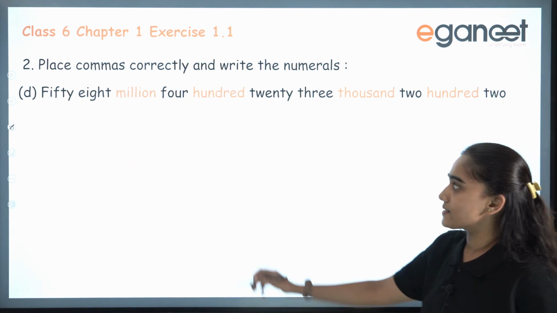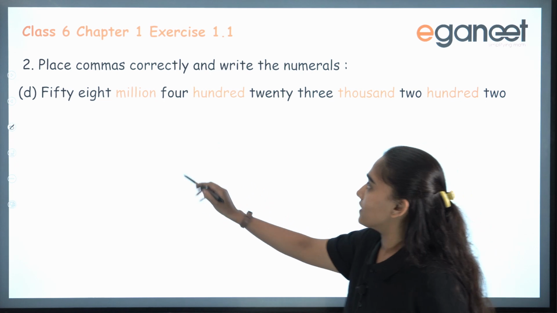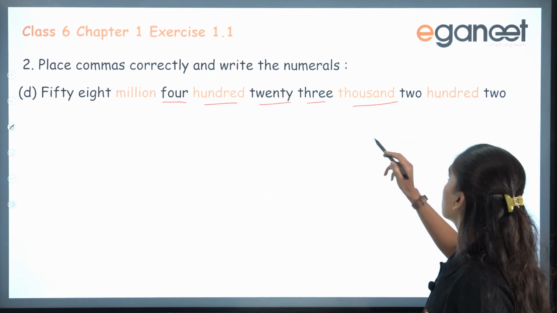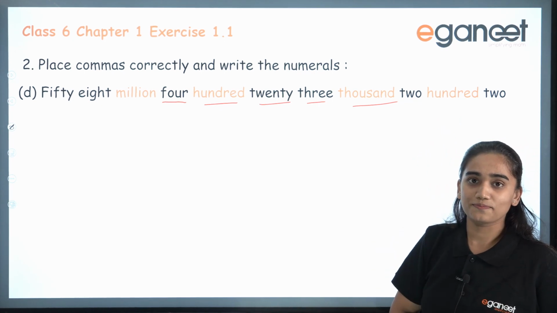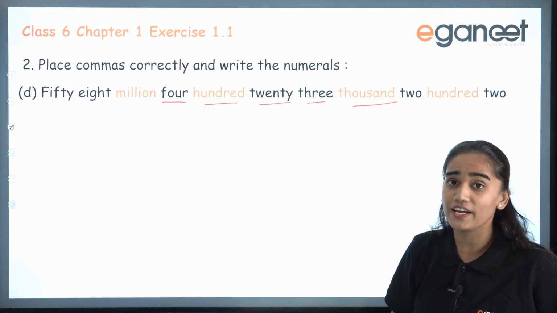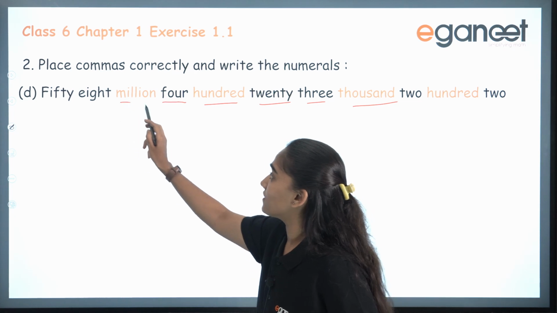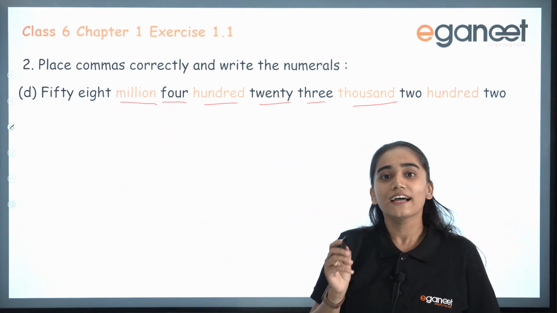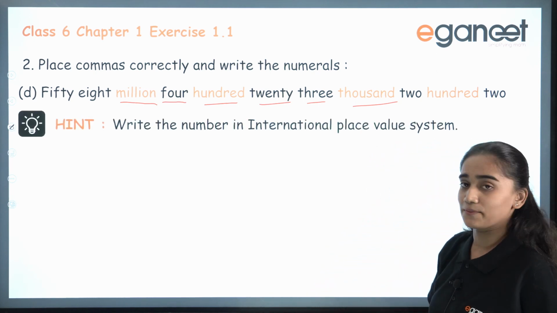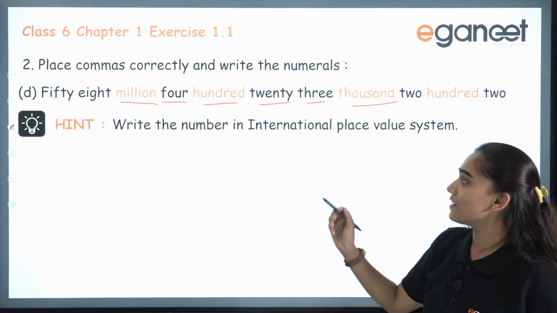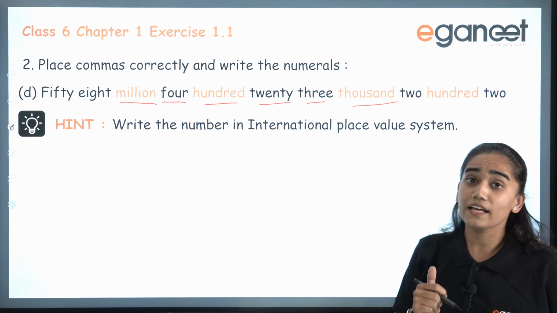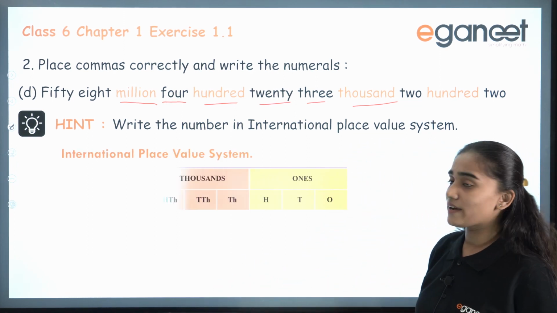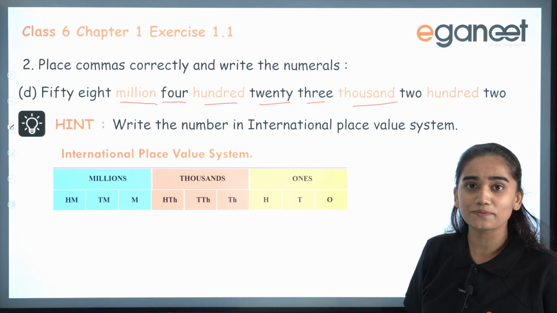So, the question is 58,423,202. What do you observe? The change here. Here we are given million in the question. So, clearly we need to deal with the international place value system. So, my hint is write the number in international place value system first. So, the international place value system is as shown to you.